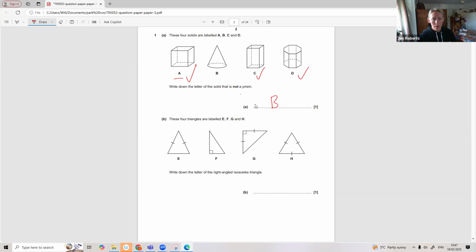Right-angled isosceles triangle. This is isosceles because they've got these marks to indicate those lengths are the same. Not equilateral, just a right-angle triangle. So this is a right-angle triangle, isosceles because it's got your right angle in it too.